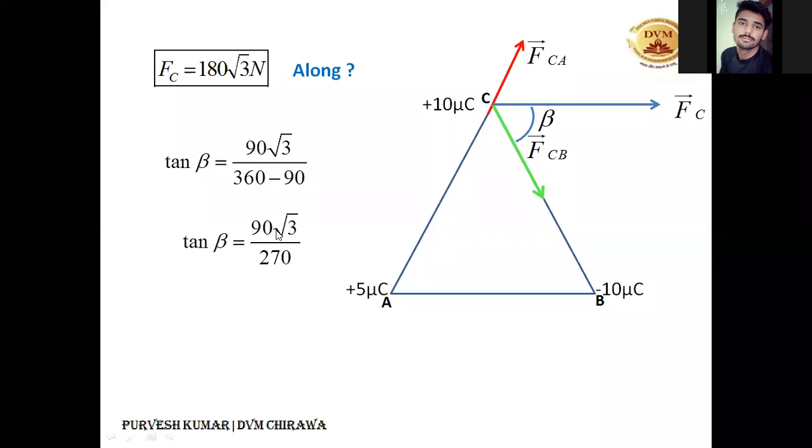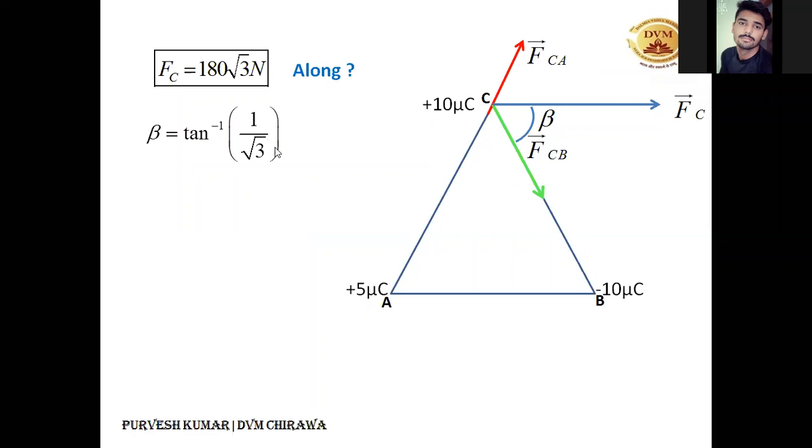And then when you solve it up, it will be root 3 by 3, since 90 divided by 270 is 1 by 3. Then tan beta is root 3 by 3. Further solving it up, you'll get tan beta equal to 1 by root 3. This 3 can be written as root 3 into root 3, so one root 3 gets cancelled out in the numerator. So the value of beta comes out to be tan inverse of 1 by root 3. And tan inverse of 1 by root 3 is 30 degrees.